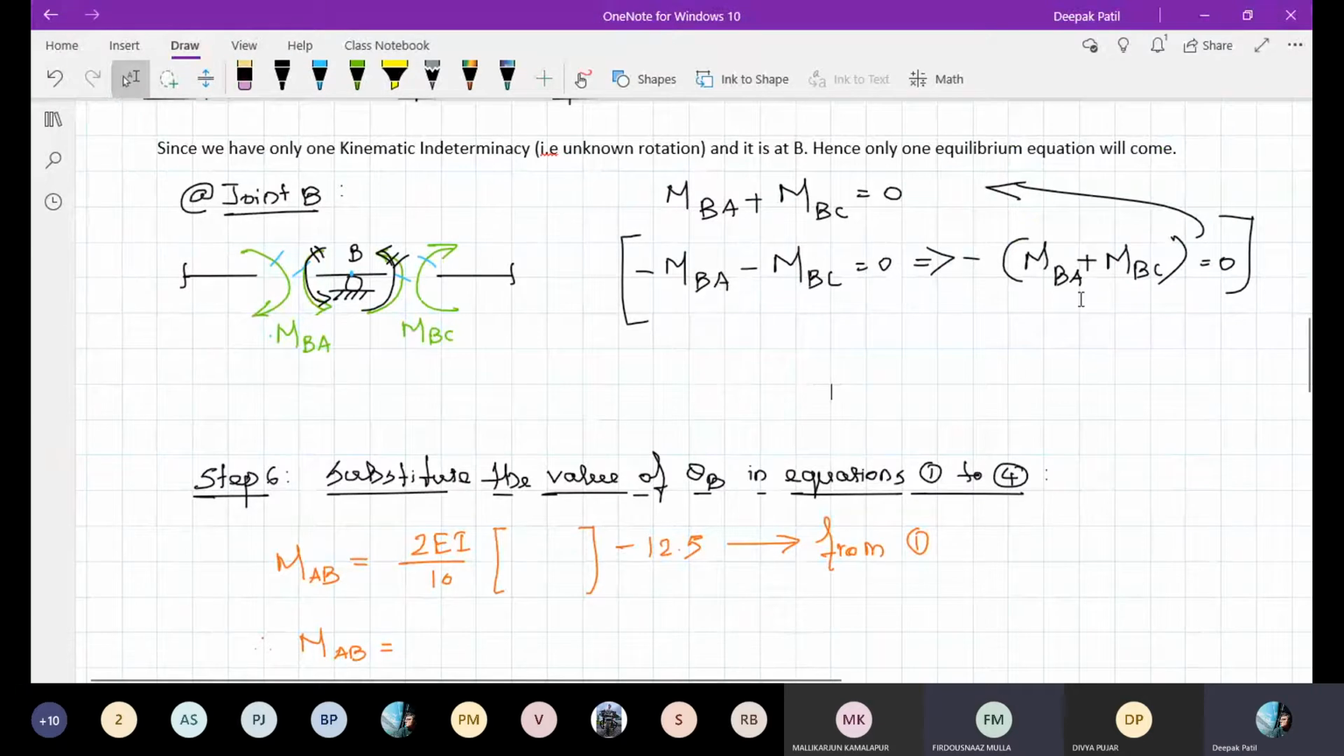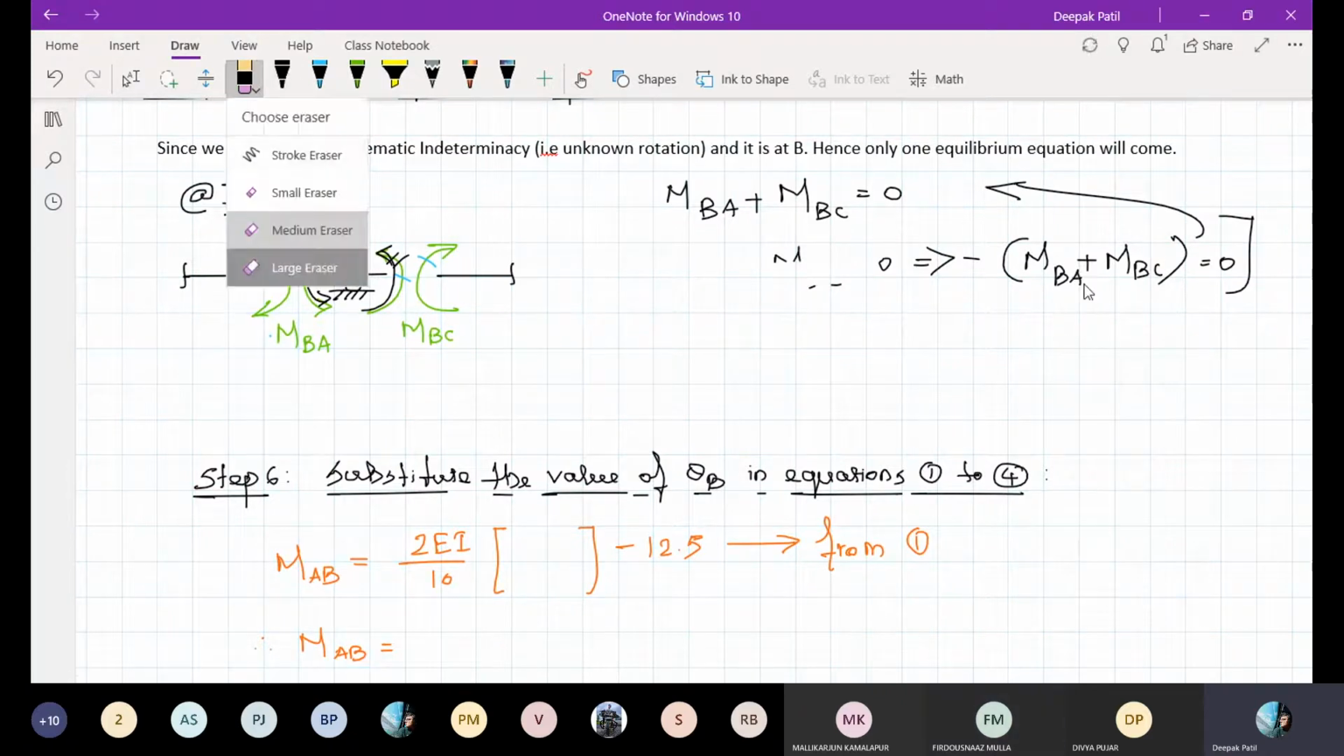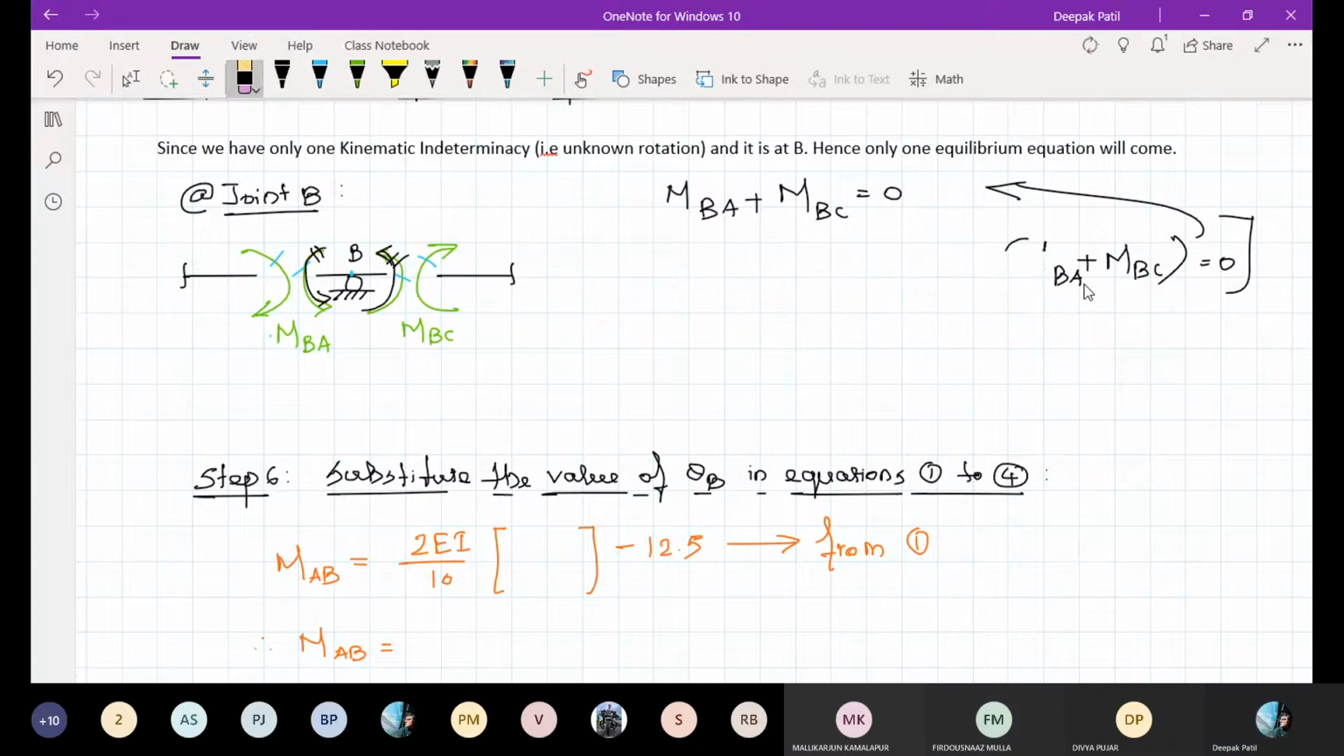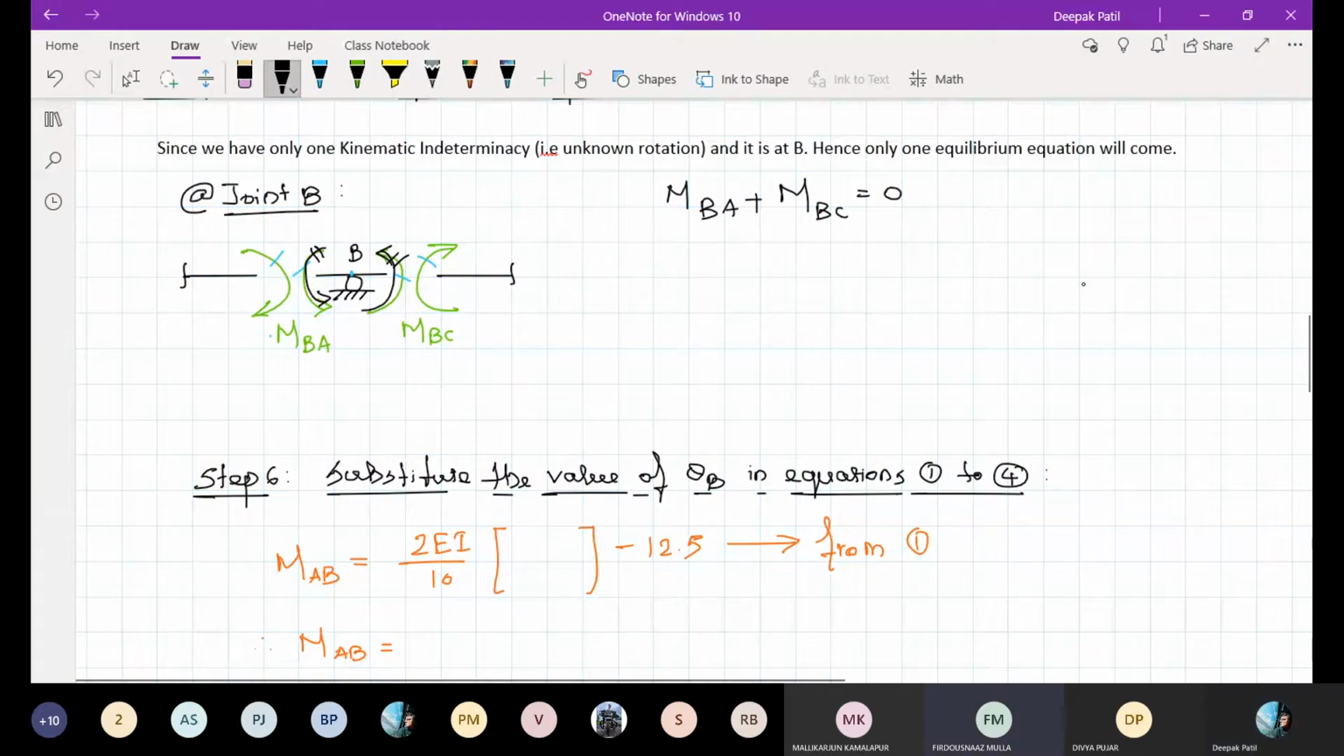How I have arrived at this, I have told you. You have to properly take care of the sign conventions. They will not always be positive. Once it is done, do you know the value of MBA and MBC? Now, what can be done as the next step? Can anybody tell me?